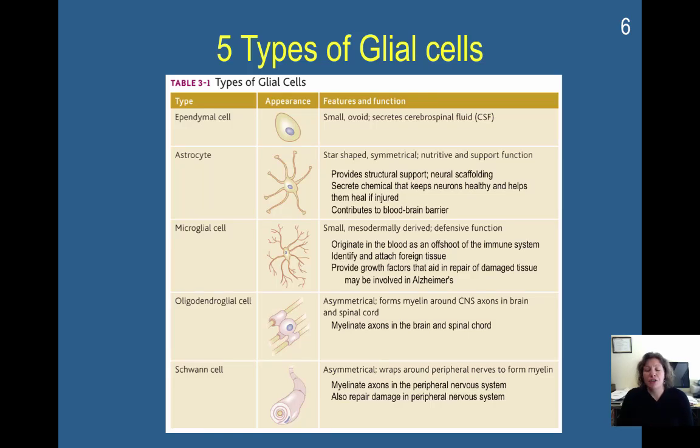So there are, in addition to neurons, five types of glial cells. Most people think of neurons when they think of the brain, but the role of glial cells is actually becoming increasingly important. So there's five types of glial cells.